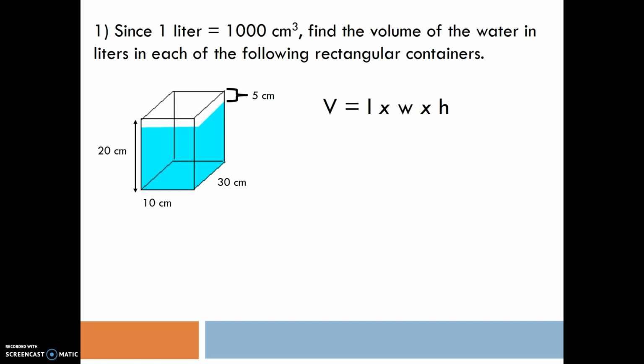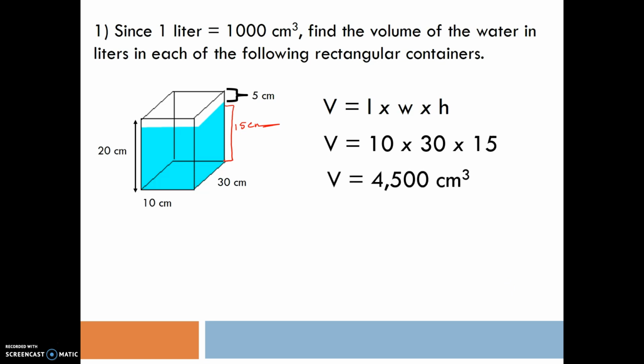In letter B, we have a partially filled container. We want to find the volume of water in liters in this container, but notice that the water doesn't go all the way to the top of the container. The total height of the container is 20 centimeters, but there's 5 centimeters of empty space at the top. So if we want to find the volume, we need to use this height right here, which is 20 minus 5, so 15 centimeters. Let's fill in our variables: 10 times 30 times 15. 10 times 30 is 300. 300 times 15 is 4,500 centimeters cubed.